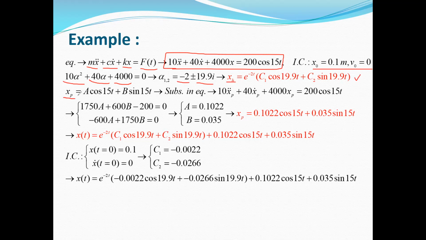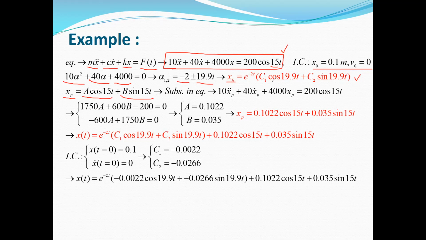XP, or the particular response, will be predicted from the non-homogeneous term. Here you can see the non-homogeneous term is 200 cosine 15t. It means the frequency of the excitation is 15. So as you can see, the particular response is a combination of cosine and sine with the frequency of excitation, which is 15, and we consider a cosine 15t plus b sine 15t. Now we need to obtain a and b by substituting into the main equation.